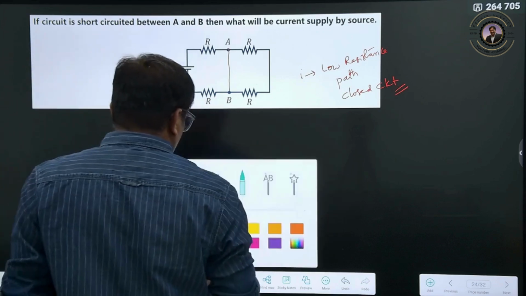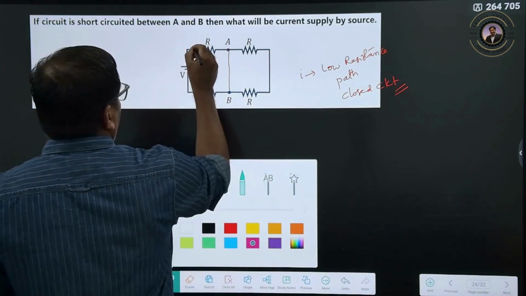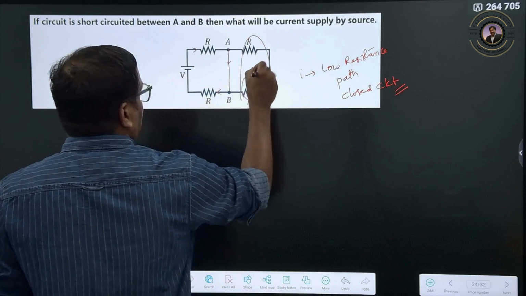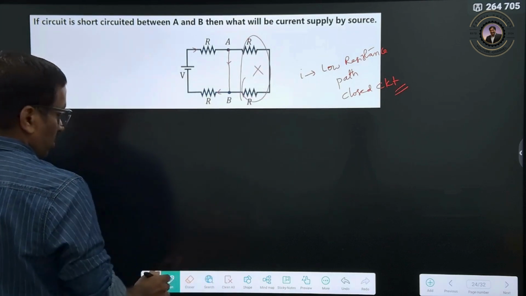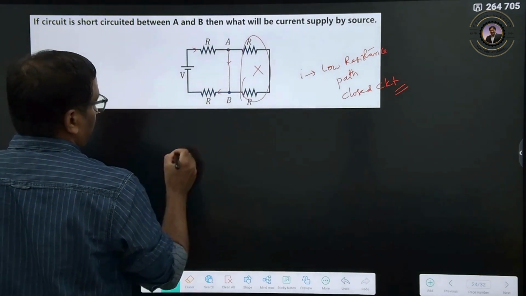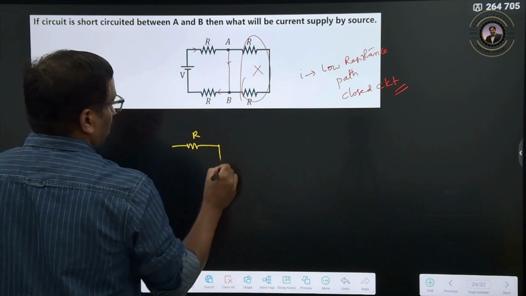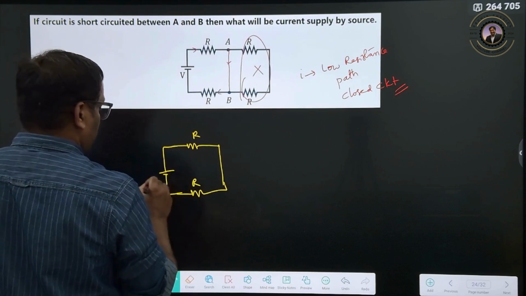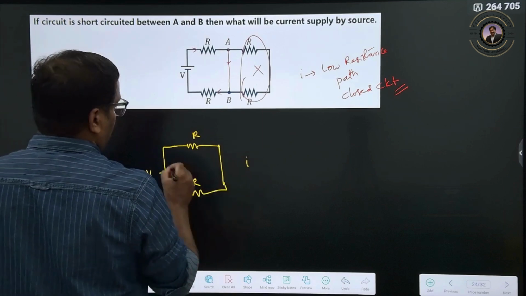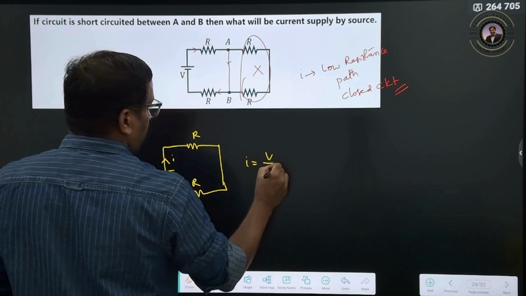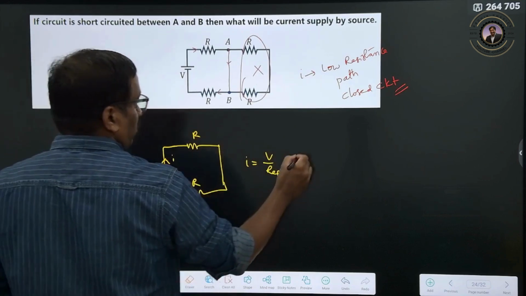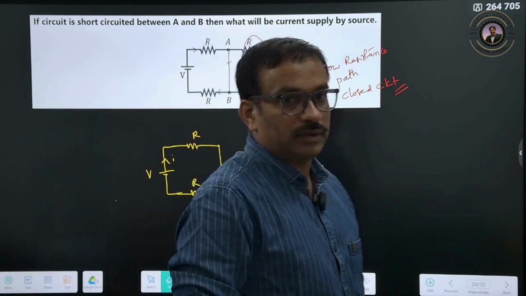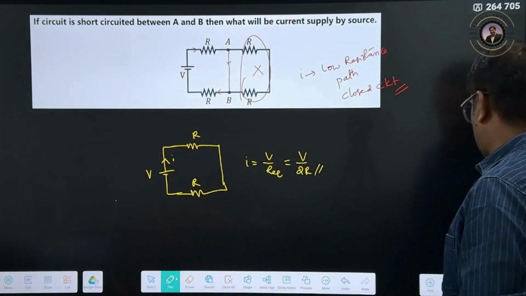So what will happen now? The current will come here and go to here. What is the need of going to this one? Therefore the current will not be able to flow through this. So now this circuit becomes like this. This is one resistance R. Short circuit means there is no resistance. This is also R. Now the current drawn is I equals V by R equivalent. These two are in series, so V by 2R will be your current. Clear? Now we will go for another question.